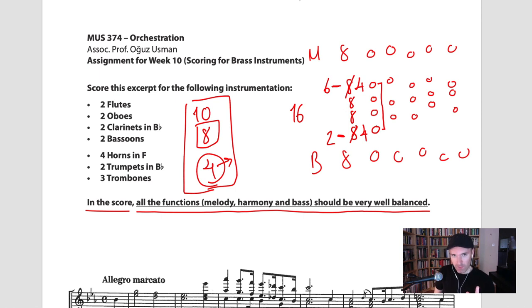But what if, let's say we have a doubling here of the voice, but only in the first chord. After the first chord, they both go in other directions. In this case, we cannot assume that they are the same line. They are two individual lines then. This goes up, this goes down, this is the opposite, etc. But in the first chord, they are together.